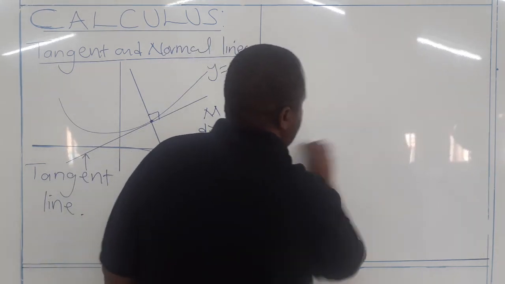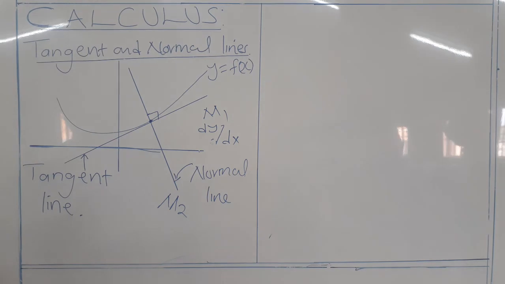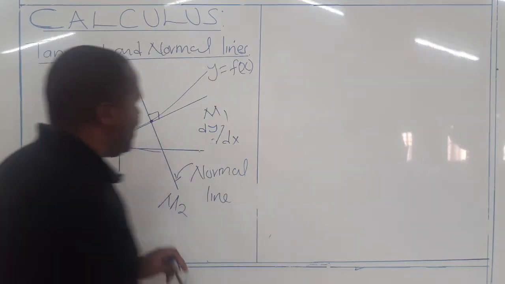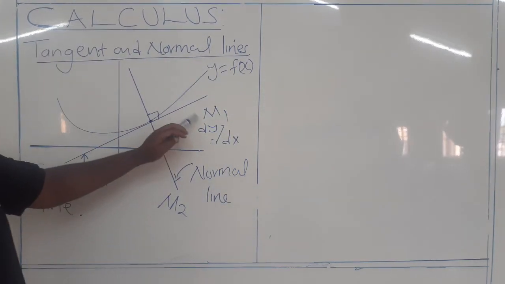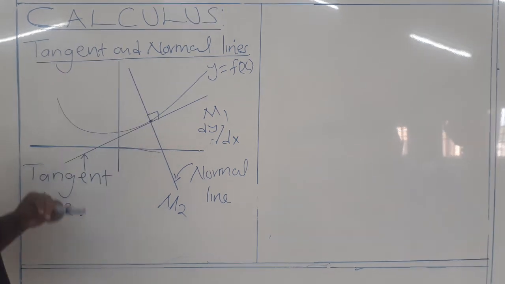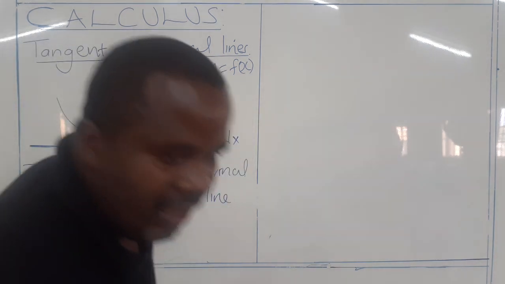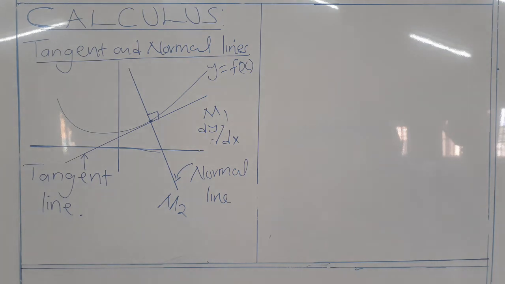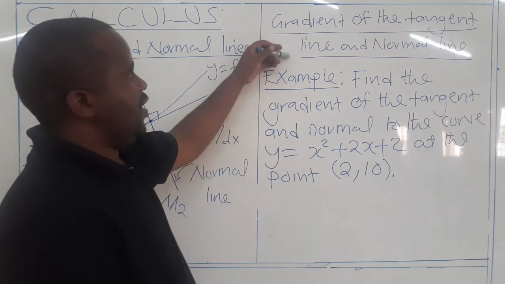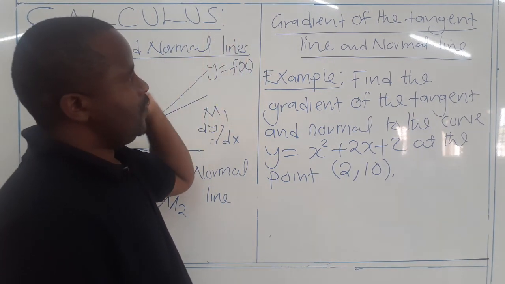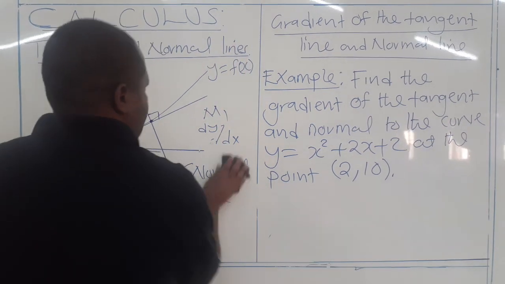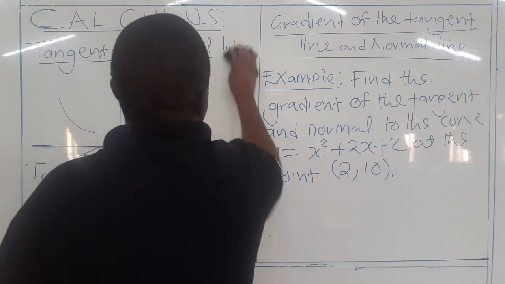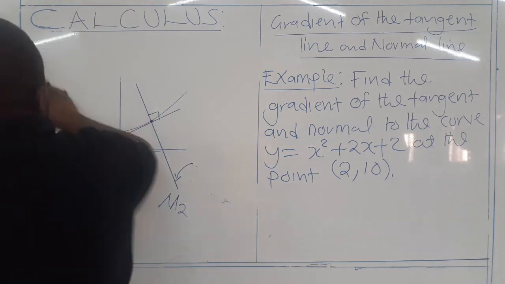This is very important. So now our interest is to look at how we can get the gradient of the normal and the gradient of the tangent. How do you get the gradient of the normal as well as the gradient of the tangent line? Let's see how we can get the gradient of the normal and the tangent.